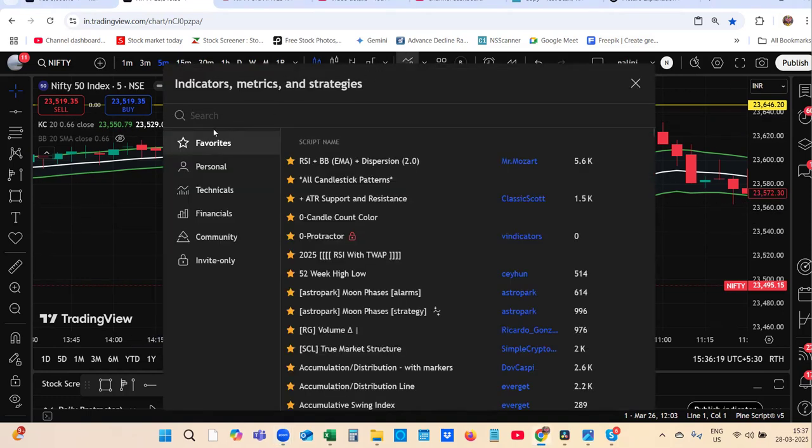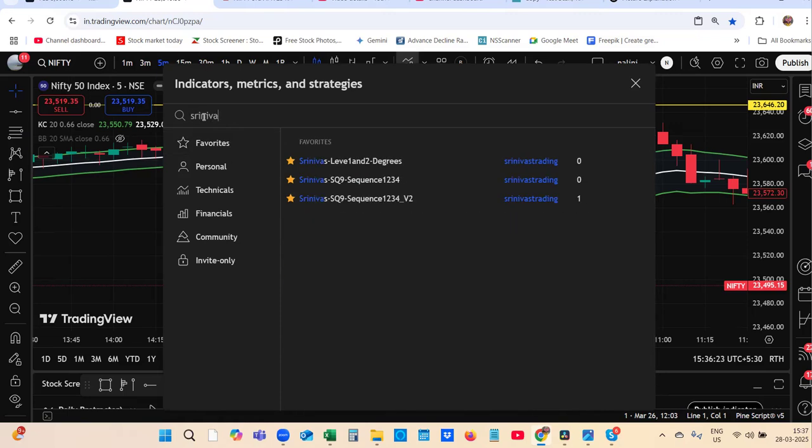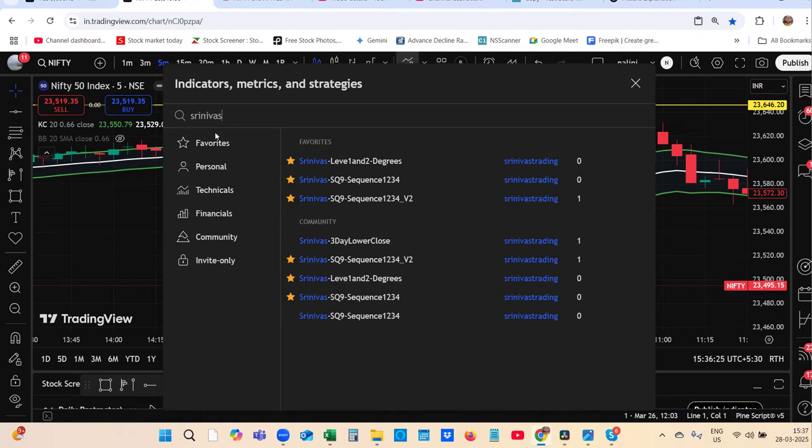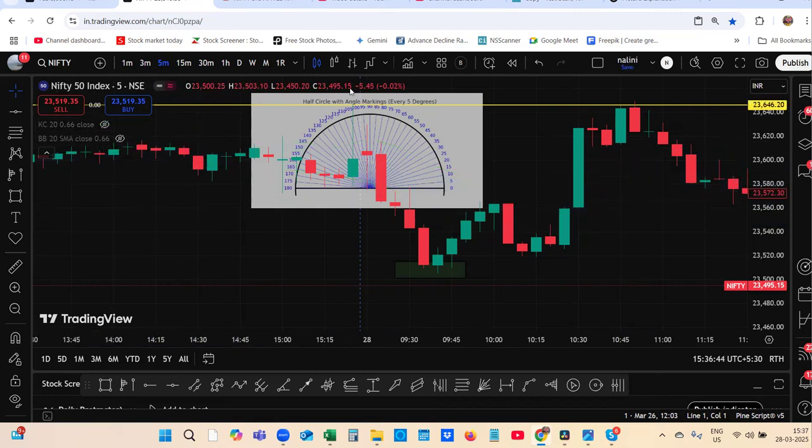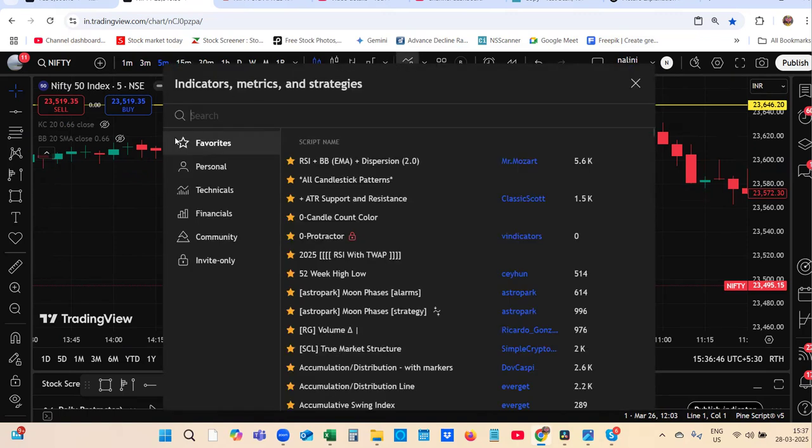And the indicator, you need not calculate and break your head. If you type in Srinivas, level 1 and 2 degrees, and in between the 26.1, he made a median level in green color. Let me apply this and show it to you. Let me apply the indicator.